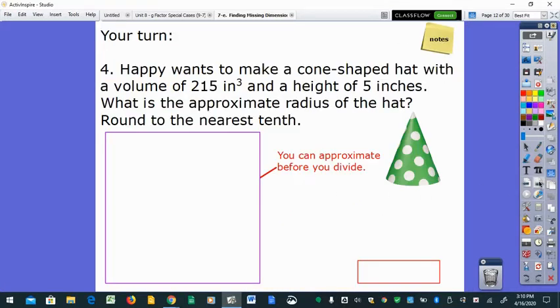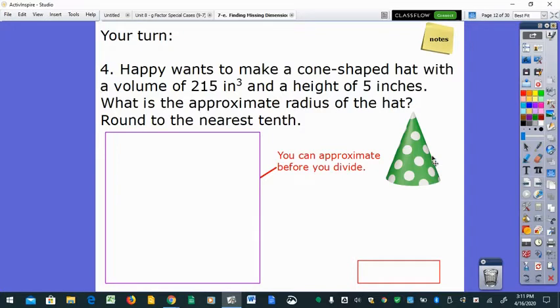Okay, so let's try one. This time it's going to be a cone. Happy wants to make a cone-shaped hat with a volume of 250 inches cubed. The hat is going to need to be 5 inches tall. What is the approximate radius of the hat? We're going to round to the nearest tenth.